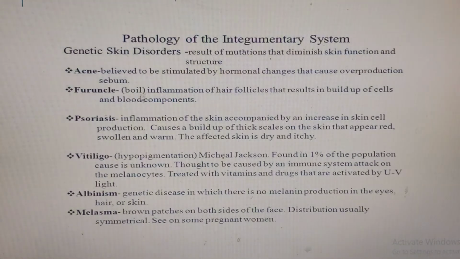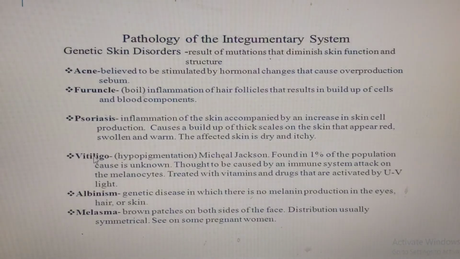Then furuncle, like the boil, which is inflammation of the hair follicle. For instance, if you have an infection like Staphylococcus aureus infection, then it could lead to some kind of boils. They also have what you call psoriasis. And for psoriasis, what is happening is that there is increased skin cell production, a lot of hyperplastic activity taking place in the skin. And when that happens, it results in scaly skin, which appears red, swollen, and of course warm. And that one tends to be dry and of course itchy. So that's what we call psoriasis.